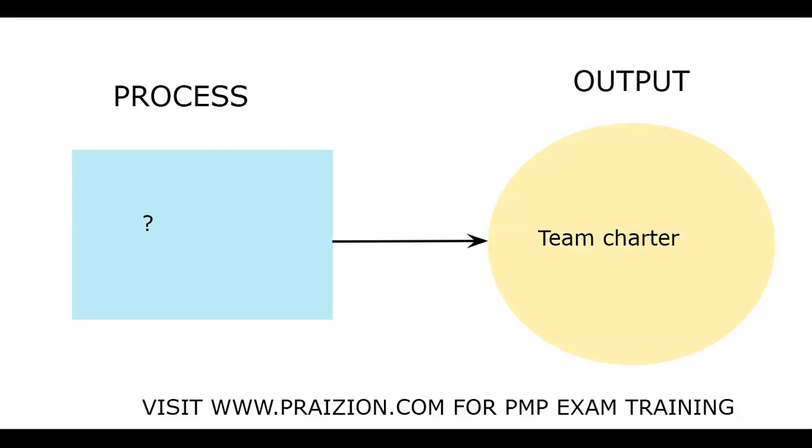Three, two, and one. The answer is a team charter is an output of the process known as plan resource management. Now remember, from plan resource management, you also get the resource management plan. So there are two major outputs that come from that process. Let's go on to our next process.